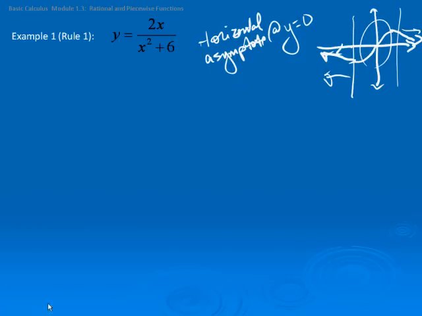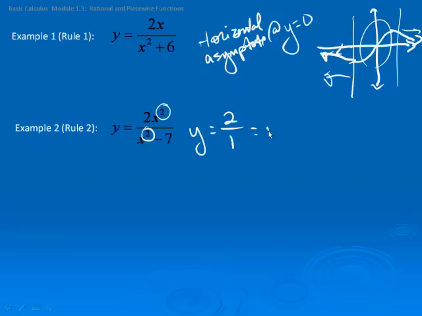In our second example, notice that the degree of the numerator is the same as the degree of the denominator. So what we're going to do is take the coefficients, where the top one is 2 and the bottom one is 1. So at y equals 2, we have a horizontal asymptote.